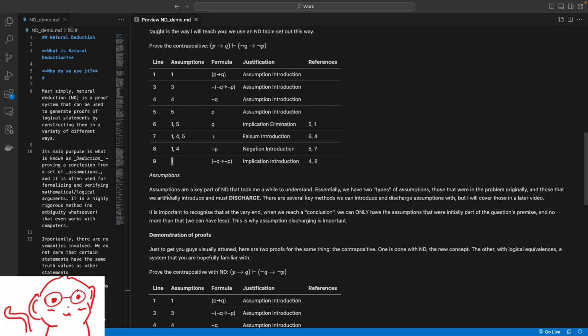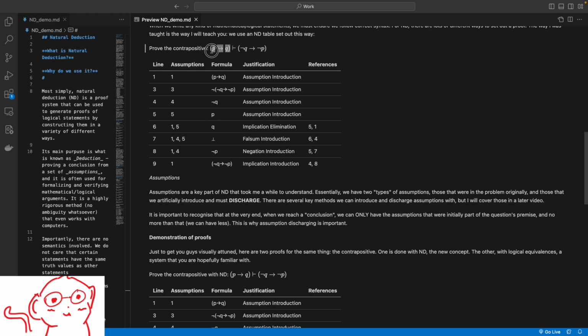Essentially, we have 2 types of assumptions: those that were in the problem originally, and those that were artificially introduced and that we must discharge. Up here in this table, there are some prime examples. This assumption right here, P implies Q, was one that was originally in our question. That means we can keep it. However, here, and here, and here, those weren't in our original question, so we can't keep them. 3, 4, and 5 should not appear in this last line, and then you see we've actually eliminated them. Interestingly enough.